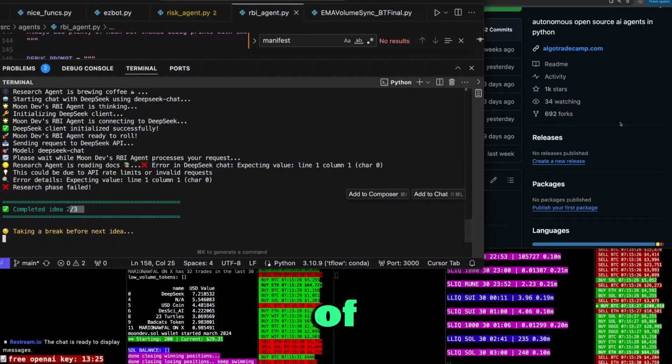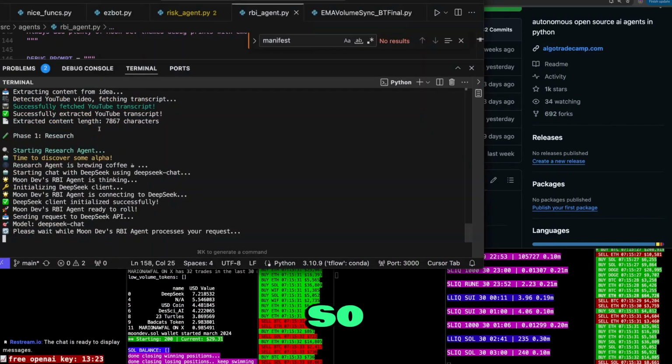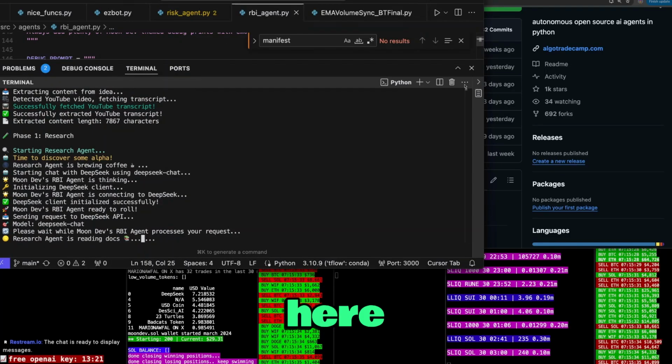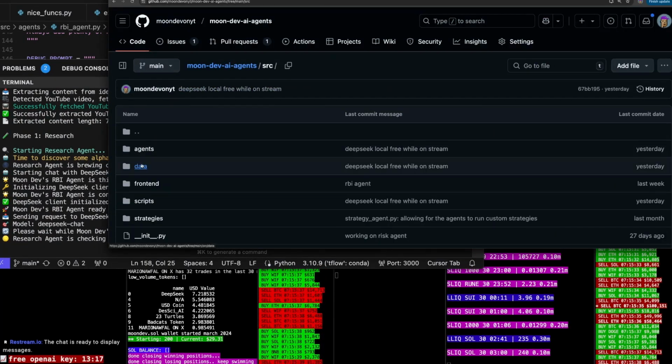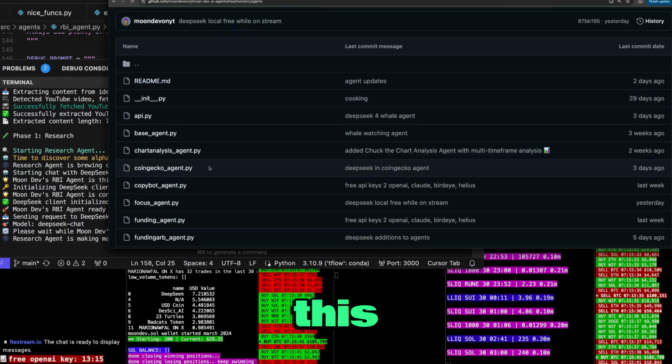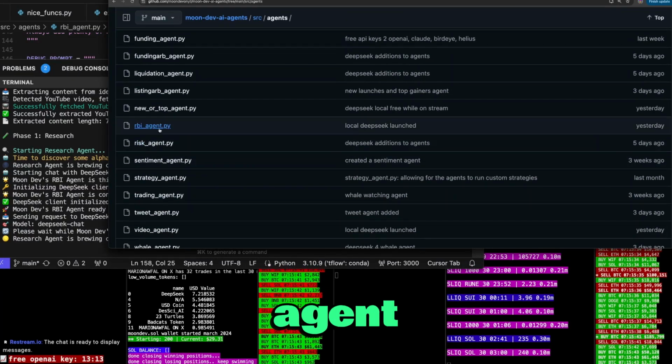Completed idea 2 of 3. So essentially what I've done here is I put all the code in the source file here under agents, and this one's called the RBI agent.